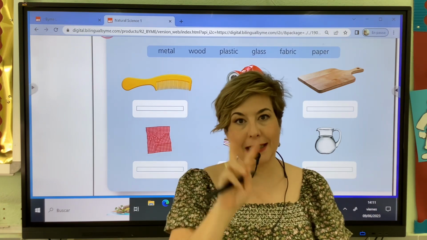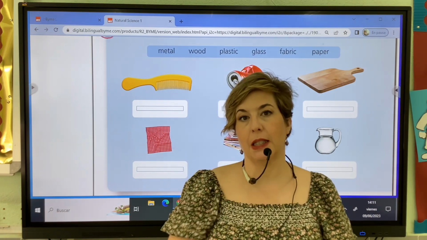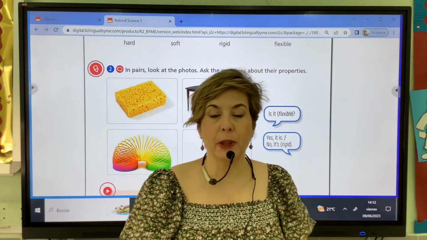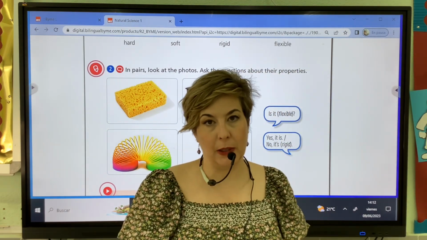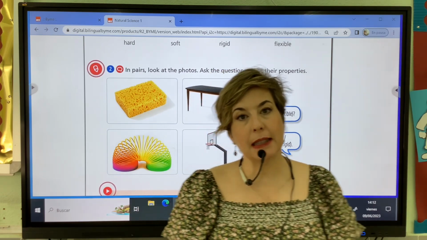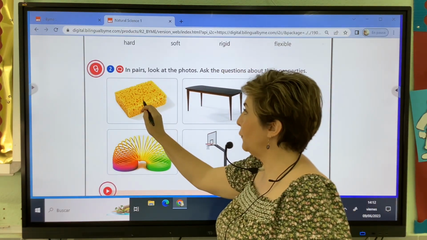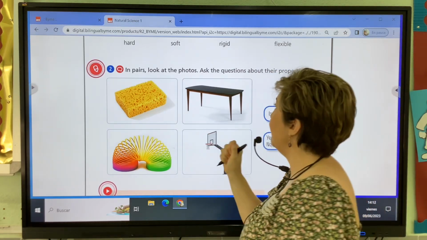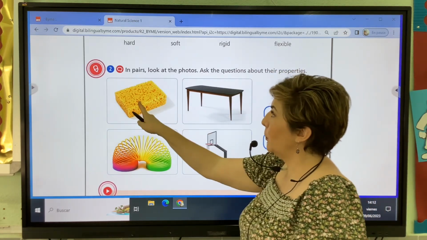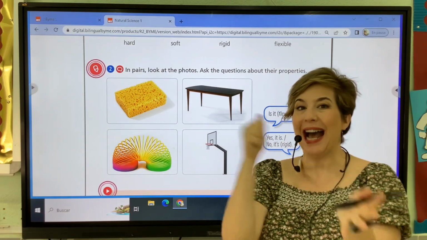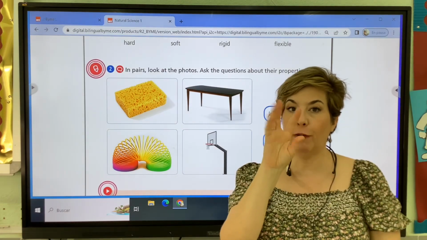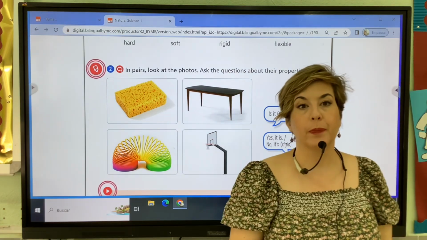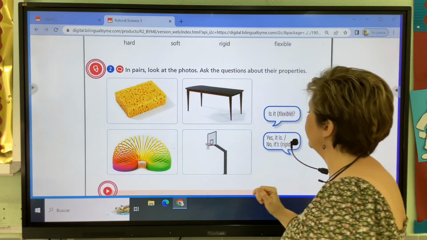Let's go to the second part of the unit. We are going to study the properties of some materials. Some materials can be soft, for example, a sponge. Some materials can be the opposite of soft, hard. Remember, soft, hard. Hard would be a table, for example.